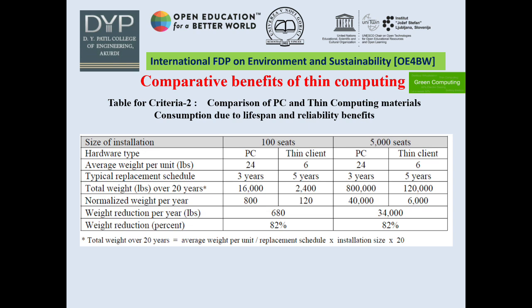Based on the assumption of replacement rates noted above and an assumed average weight of 24 pounds for desktop PCs and 6 pounds for thin clients, an 82% reduction in material is predicted. So we have calculated the reliability, and the total weight over 20 years is equal to the average weight per unit divided by replacement schedule times installation size times 20. So we have considered this.